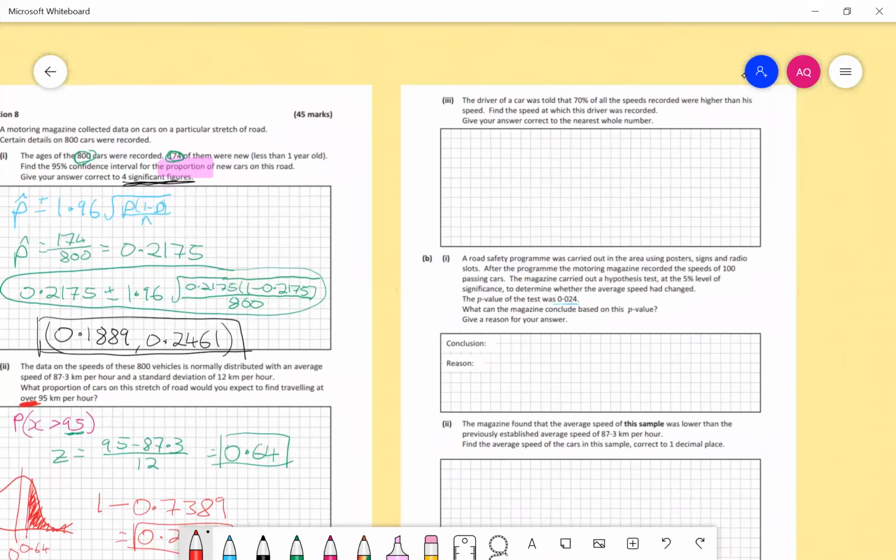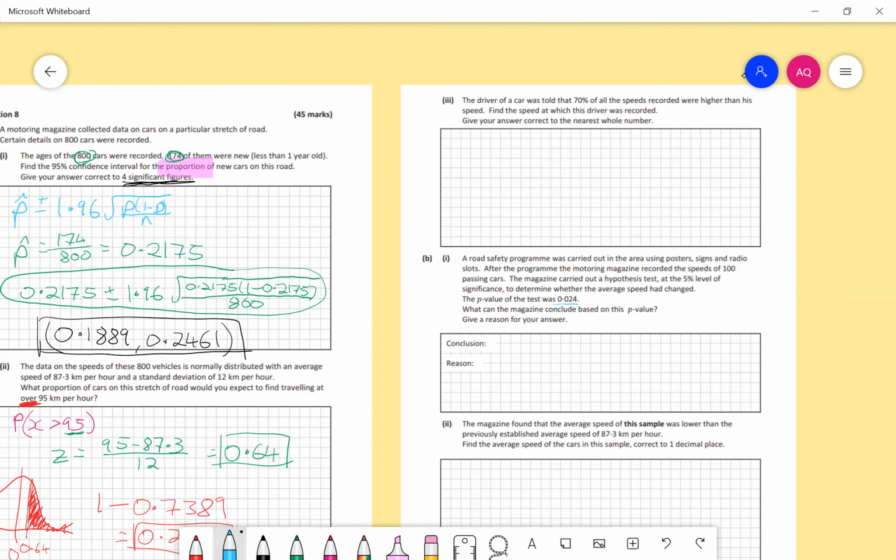Next we have, a driver was told that 70% of all the speeds recorded were higher than his speed. Find the speed at which this driver was recorded. Now, this is going to be a little bit different because we're going to have to do pretty much the opposite of what we did in the last one, which is first find the z-score and then convert it into an actual statistic. In the last one, we converted into a z-score and then found the proportion on the table. This time they give us the proportion.